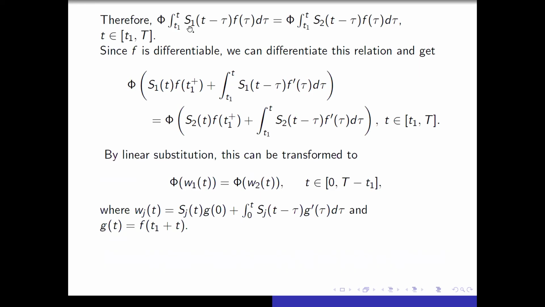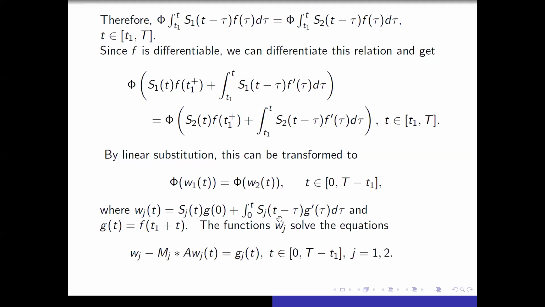And if we use linear substitution, then principally this longer relation can be rewritten in such a form for the functions w1 and w2, which are defined in the following way. And this g is this f, g(t) is f(T1 plus t). And these functions wj solve the following equations. And by the definition of this, so this is according to previous lemmas, because we express it so. This means the solution of that equation.